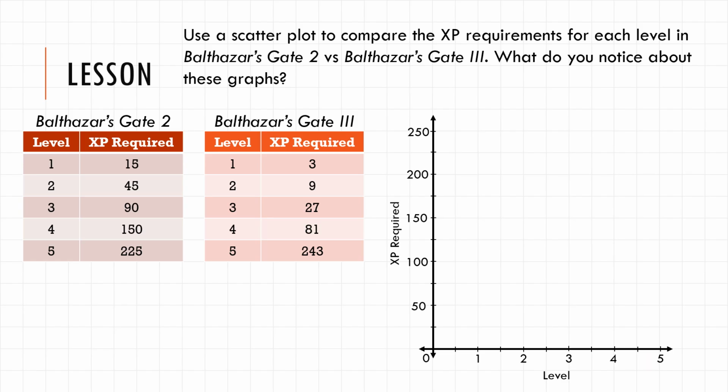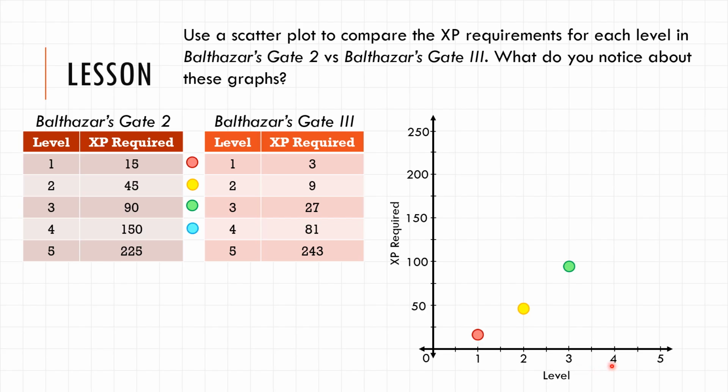Okay, so hopefully you got a chance to make both of these graphs yourself. You copy down these axes and plotted these points, and I'm going to do that for us now so you can see what that should look like. So Baldur's Gate 2, for level 1, it requires 15 XP, and 15 would be somewhere around here, right? Halfway of 50 would be 25, a little bit less than that would be 15. At level 2, you need 45 XP, so that would be a little bit higher. At level 3, we need 90 XP. That'll be a little bit higher than that.